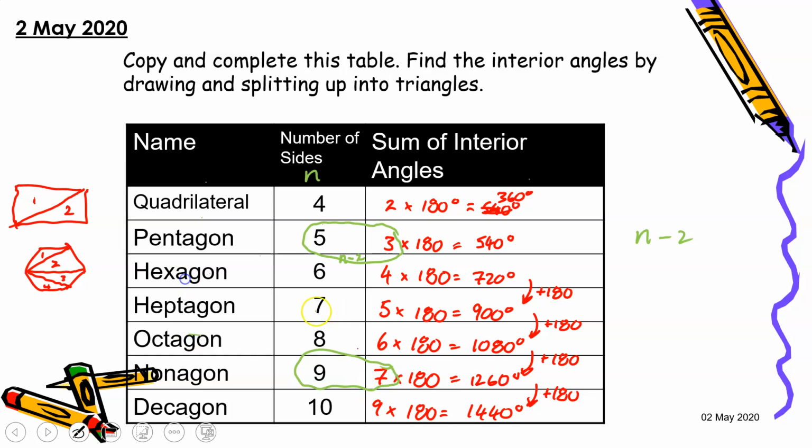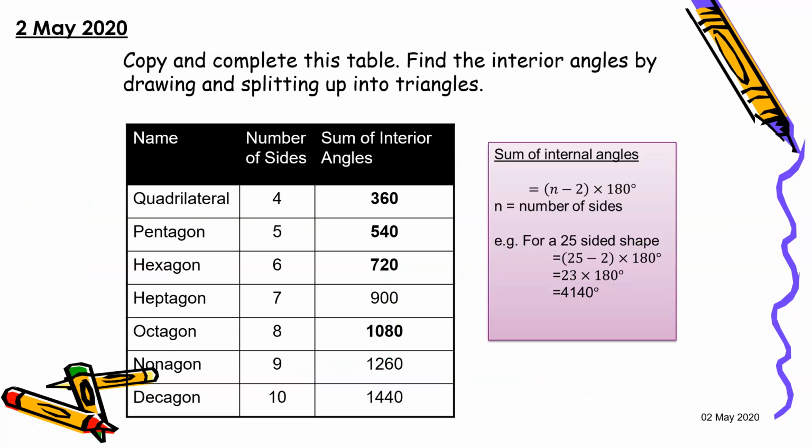9 take away 2 is 7. 7 take away 2 is 5. So if I want to work out the sum of the interior angles, I take the number of sides, I take away 2, and I times by 180 degrees. And you can do that for anything. So if we take a look at our answer here for our 25-sided shape, the internal angles are 25 minus 2, which means that 23 times 180 gives me the internal angles. So I don't need this pattern to be able to follow it. I can just put them in. And it obviously works for everything.